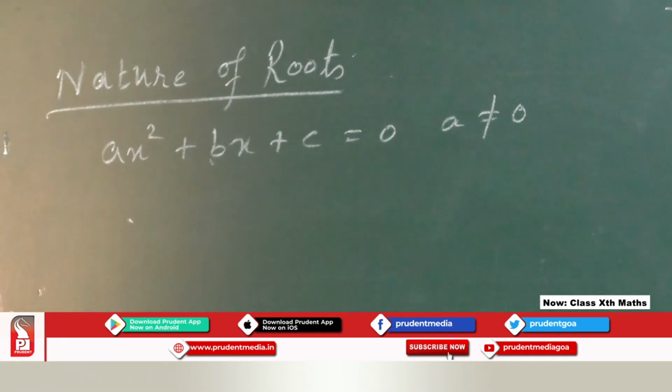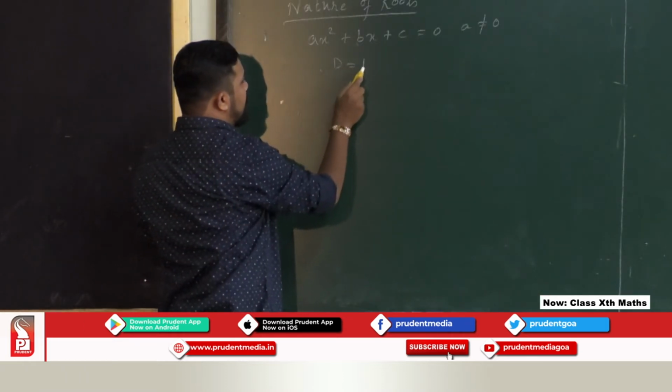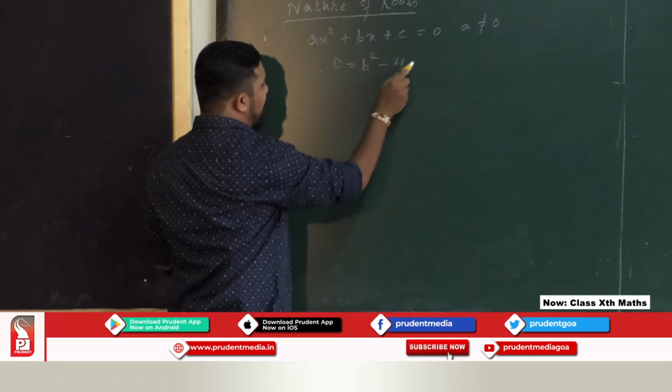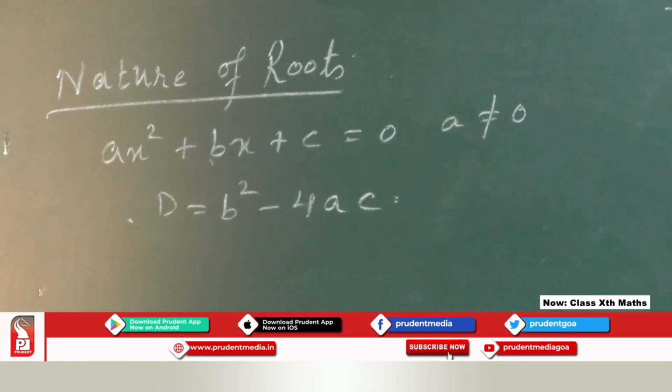And for this case, the discriminant comes. And we know the formula of the discriminant, it is d is equal to b square minus 4ac. This is a formula. We know this. Now, what is the first thing?